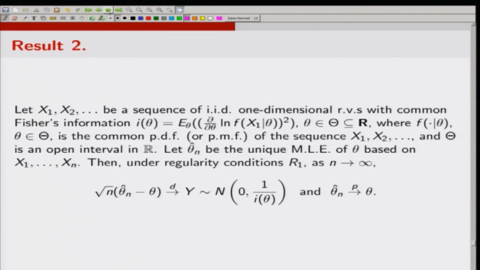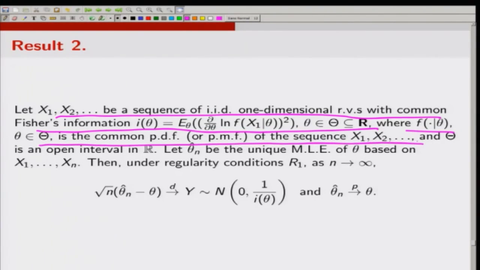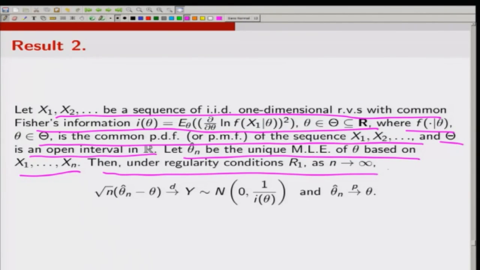So let me state this result, which says: if X1, X2, ..., Xn are IID one-dimensional random variables with common Fisher information given by this, where f(·|θ) is the common PDF or PMF of the sequence, and let Θ be an open interval in R. Let θn hat be the unique MLE of θ based on X1, X2, ..., Xn. So suppose you have a situation where there is a unique MLE. Then under regularity conditions R1, as n goes to infinity, a normalized version of the MLE has a normal distribution with mean 0 and variance 1 upon I(θ).